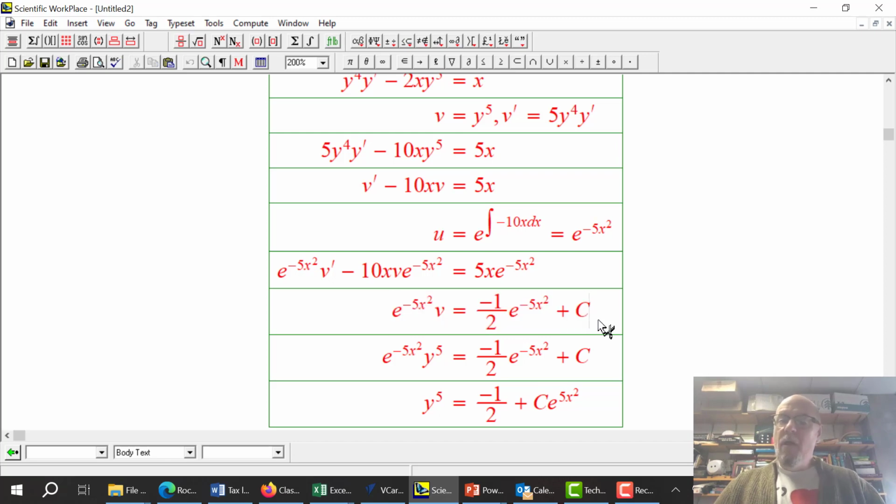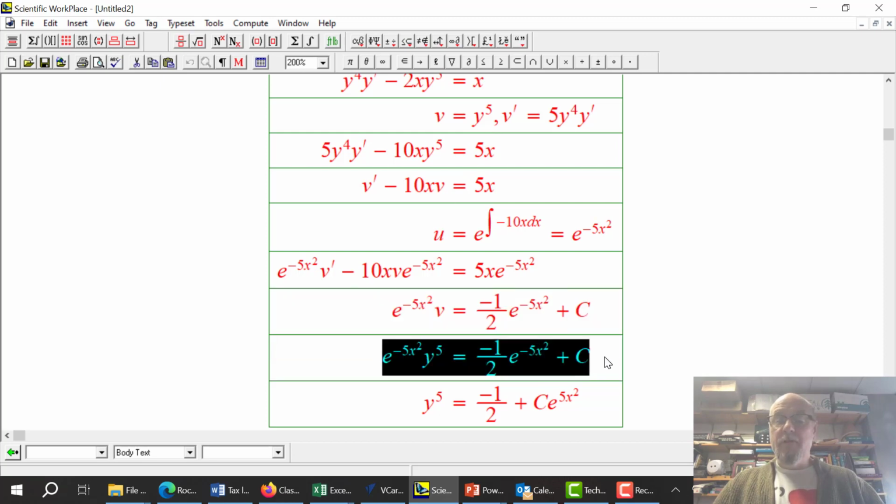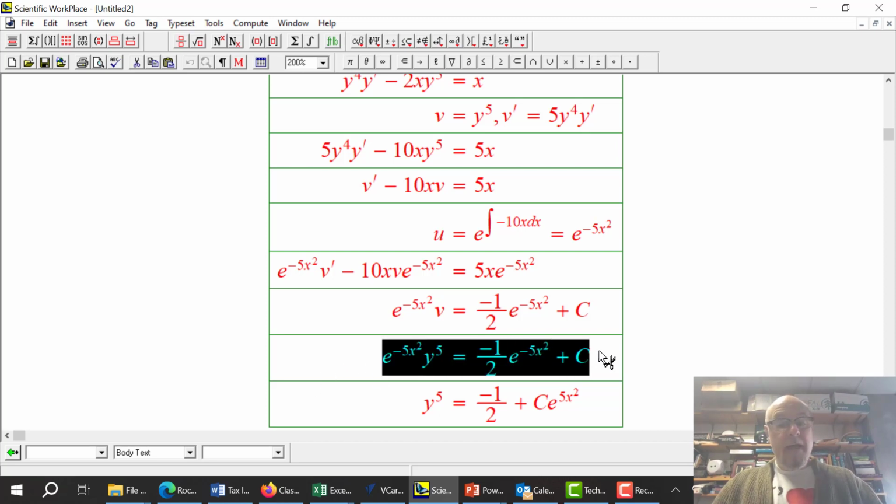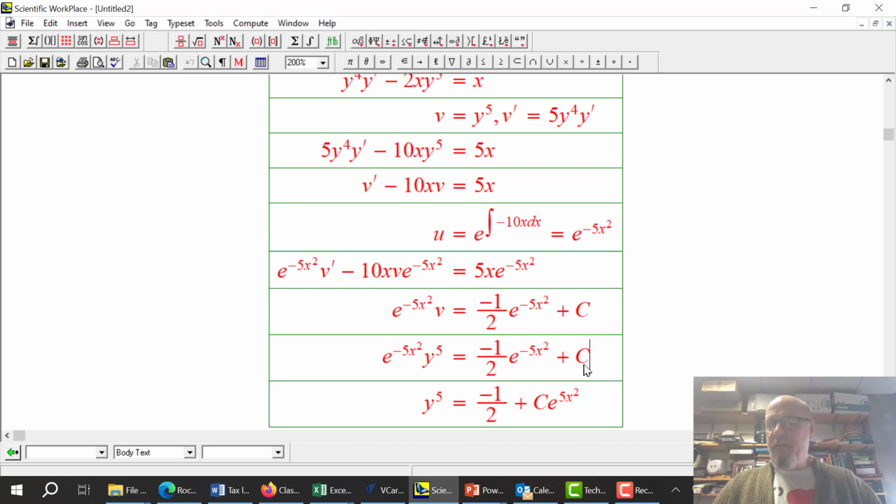So we're done with our integrating. There's no more primes. All that's left to do is, everywhere there's a v, put in a y to the 5. So here's our implicit solution. I'm going to get another version of the implicit solution. So this is solved. If I had an initial condition, I could figure out what that c was. So this is the solution. I'm just going to multiply everything through by e to the positive 5x squared, so I can make it y to the 5th equals minus a half plus that constant times e to the 5x squared.